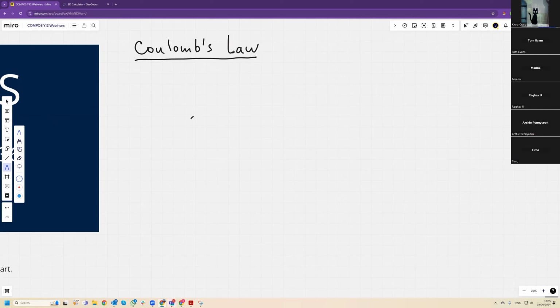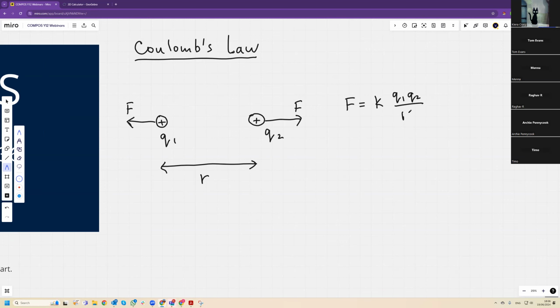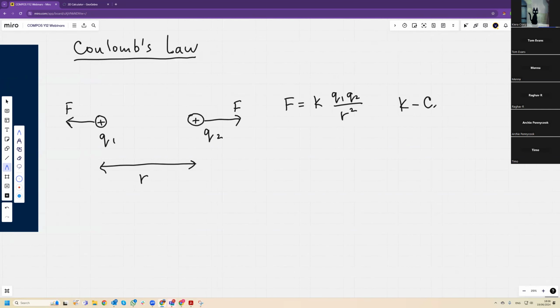Coulomb's law says that, by the way, I assume everyone can hear me well and see my screen. Coulomb's law says that two charges Q1 and Q2 at distance r apart will push each other. There will be, in this case, a repulsion force, and the force is equal by Newton's third law. If one pushes the other, the other pushes the first with an equal force, and this force is equal to K multiplied by Q1 Q2 divided by r squared, where K is known as Coulomb's constant.